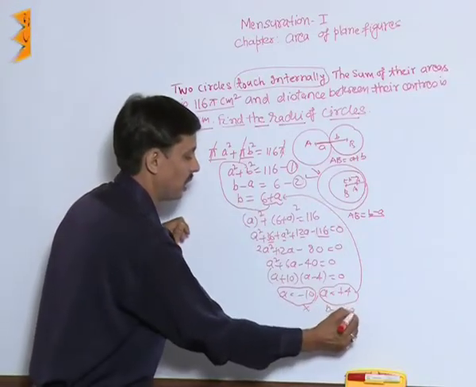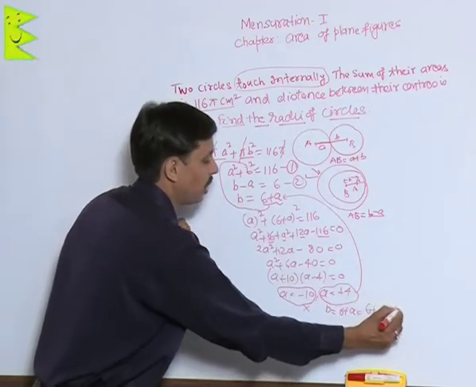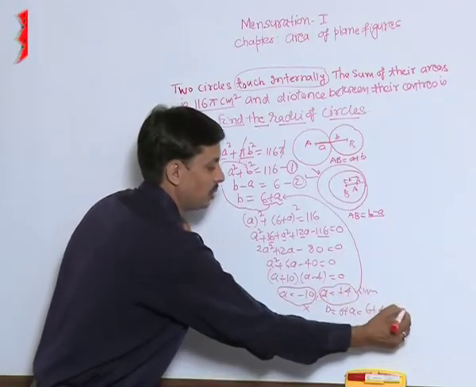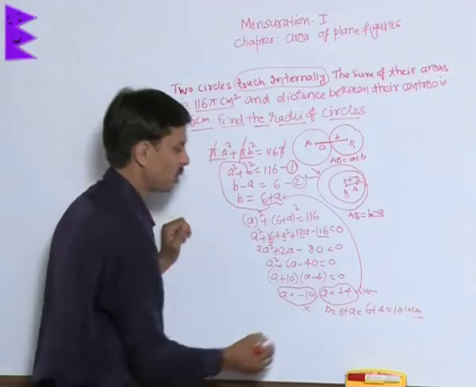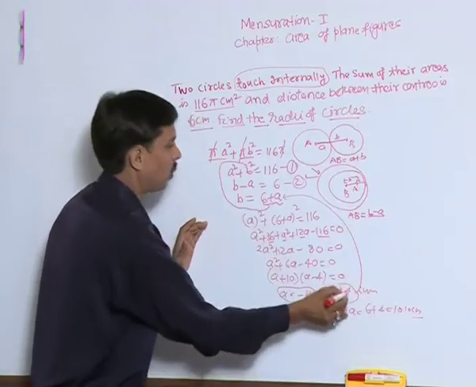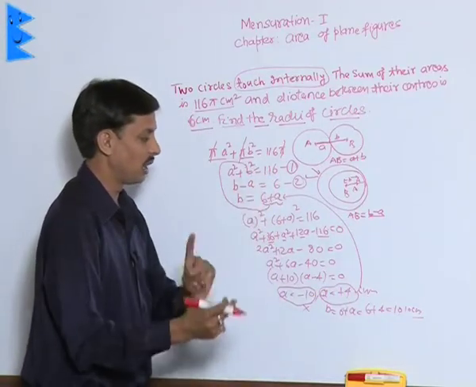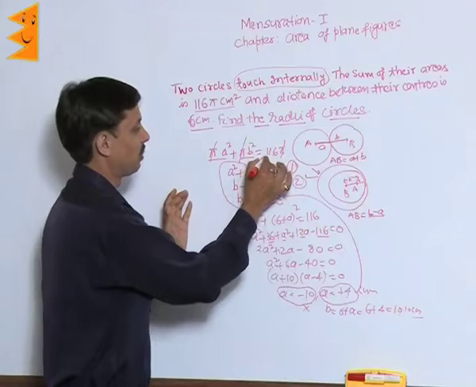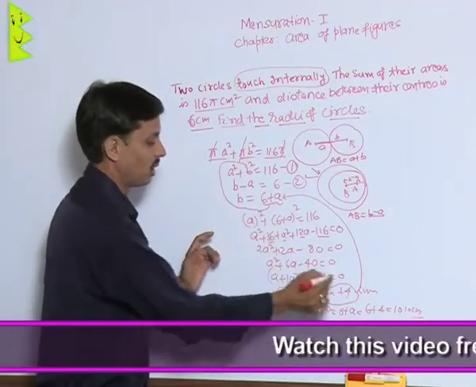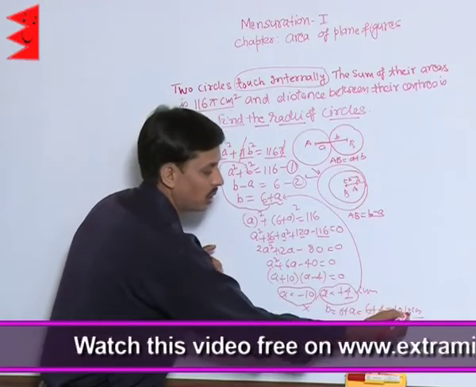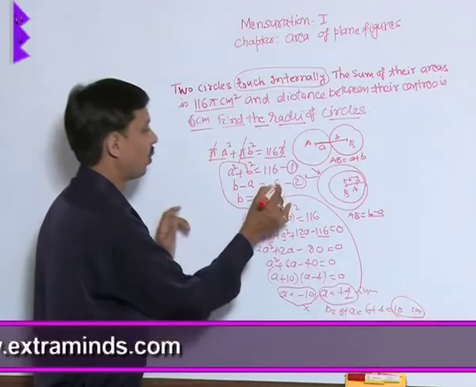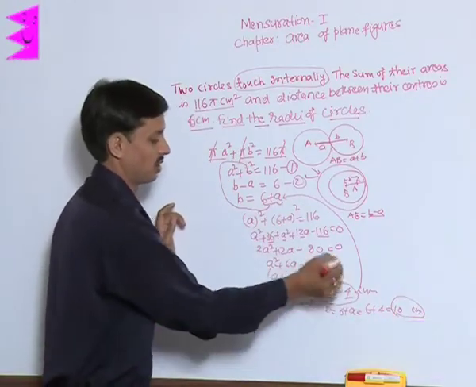B equals 6 plus A, meaning 6 plus 4 is equal to 10. So what are the radii? A is equal to 4 centimeter, B is equal to 10 centimeter. So you can say that the difference 10 minus 4 is 6. And if you calculate their areas, the sum of the areas will come out to be 116 pi. You can verify it. So we have got A equals 4, B equals 10 centimeter. So 10 centimeter is the radius of the bigger circle, 4 centimeter is the radius of the smaller circle.